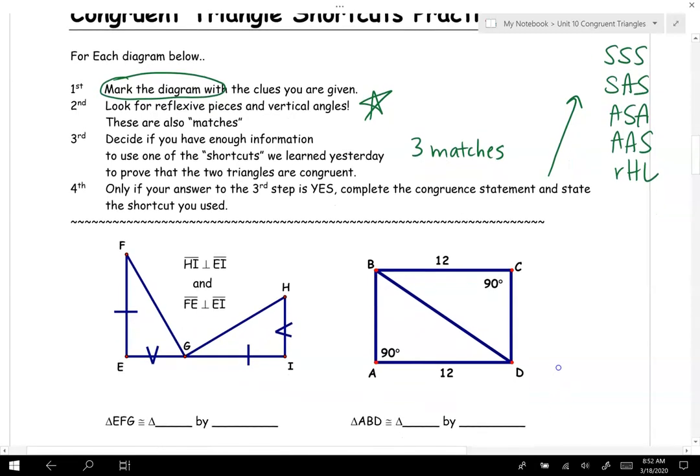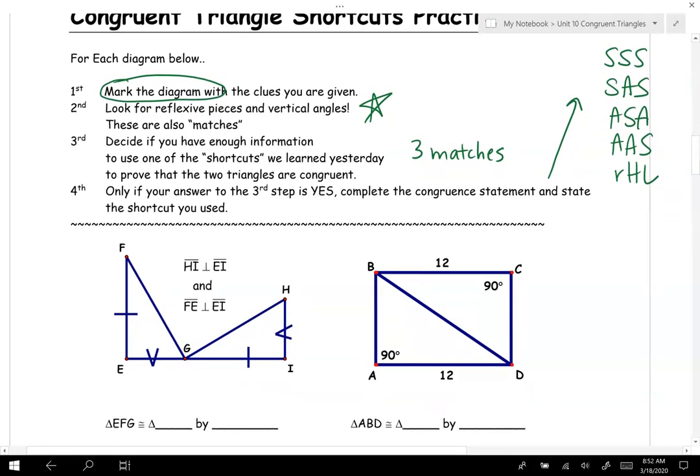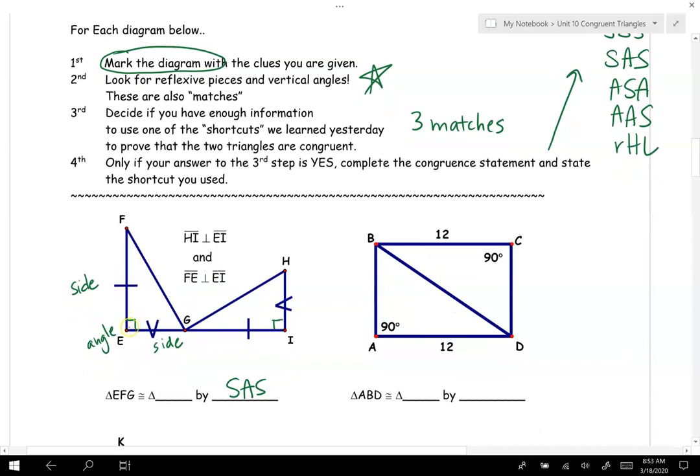All right. So if you look at the first one, I have 2 sets of corresponding sides congruent, and then I'm going to look at my givens here. So segment HI is perpendicular to segment EI, so there's a right angle there. And then segment FE is perpendicular to segment EI, so there's a right angle there. And notice I have a side, an angle between, and a side. So these 2 triangles are congruent by side, angle, side. And then I'm going to make sure I'm writing this in the right order. Triangle EFG, and then triangle IGH.